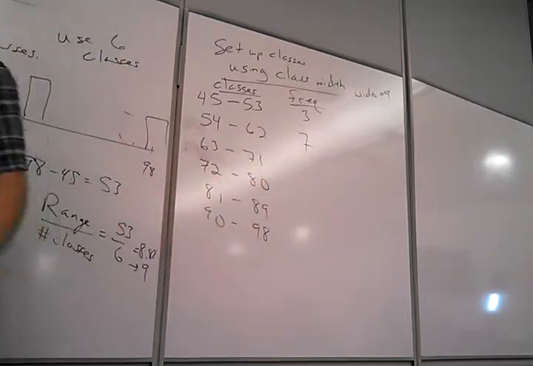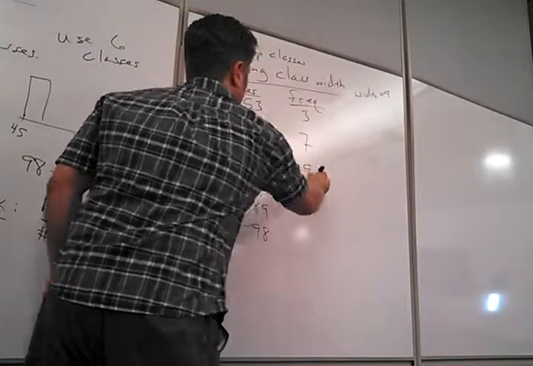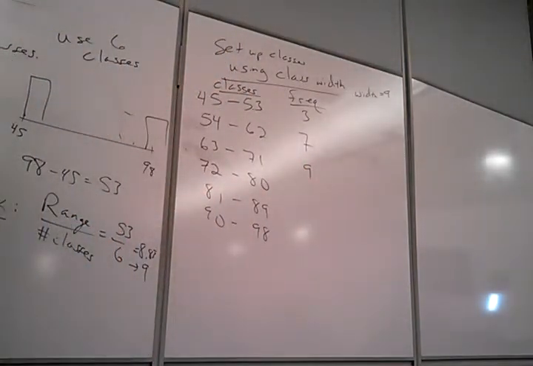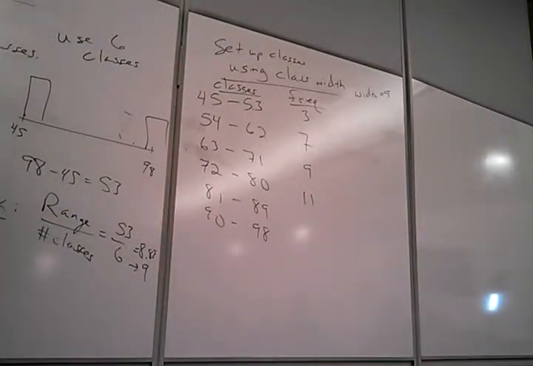What about 63 to 71? 1, 2, 3, 4, 5, 6, 7, 8, 9. I like it. 72 to 80. 11. Man, I don't trust you guys at all. 81 to 89. I'll trust you. Yeah, 81 to 89 would be 11. 8, 9, 10, 11. 12, right? 81 to 89.